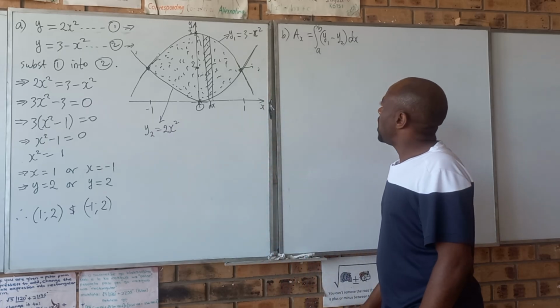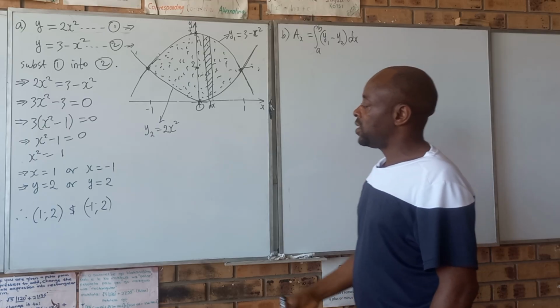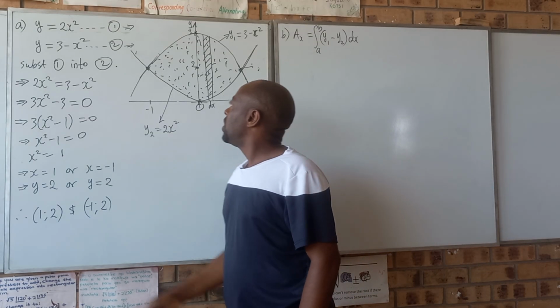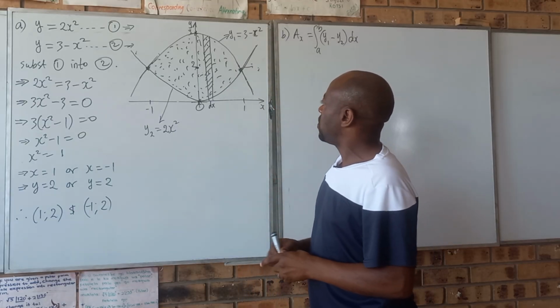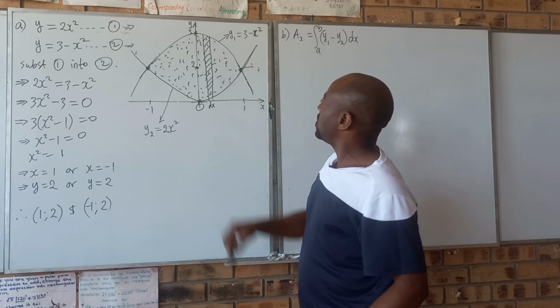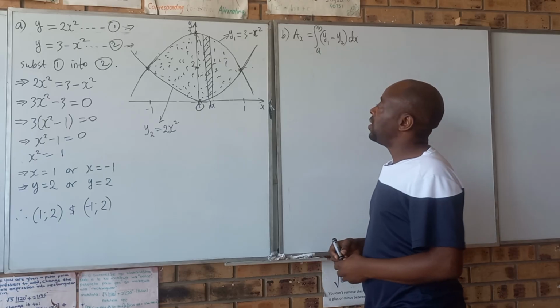So with the A part of the problem I'm done. I've calculated the point of intersection, the idea. I've sketched the two graphs. I've indicated the area bounded by the two graphs through shading. I've put a strip in there, which is a vertical strip. So it's now time to calculate the area.